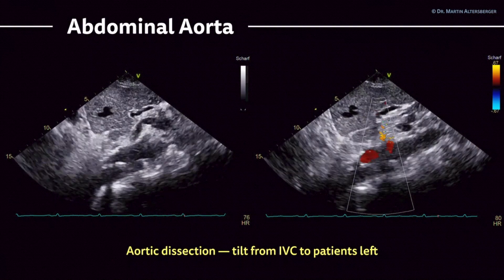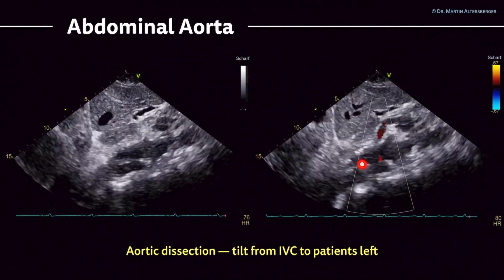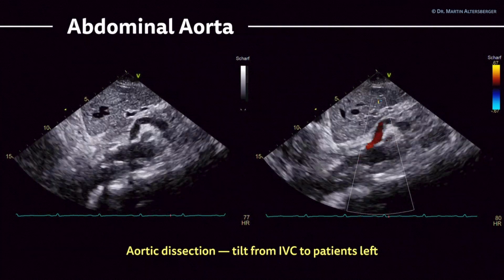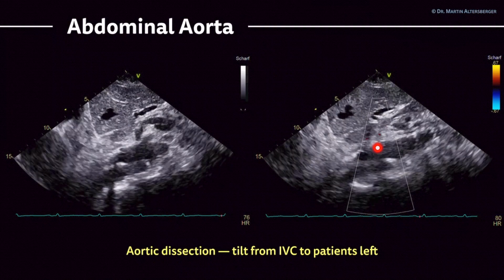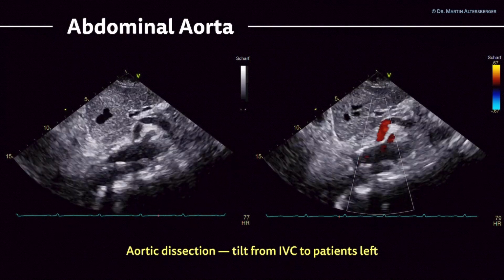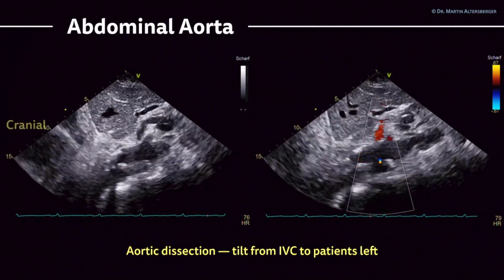So this is a case of aortic dissection. You see that the aorta is definitely enlarged. Here you have this dissection membrane. This is the true lumen, the false lumen, and there is shunting in between the true lumen and the false lumen. You also see that there is turbulent flow towards the celiac trunk as well in this view.